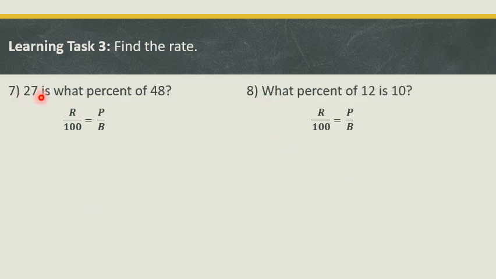Then number 7, 27 is what percent of 48? So, 27 is, ito yung ating percentage. Of 48, ito yung ating base. Cross multiply, so magiging 48N equals 2,700. Divide both sides by 48. So, 2,700 divided by 48 is 56 and 25 hundredths, or 56 and 1/4.